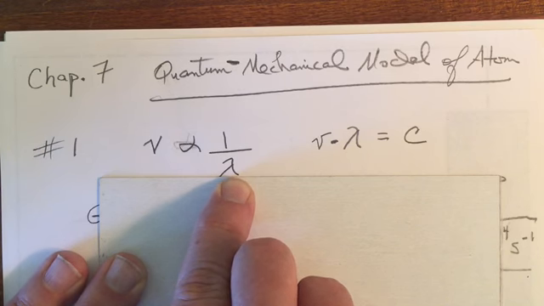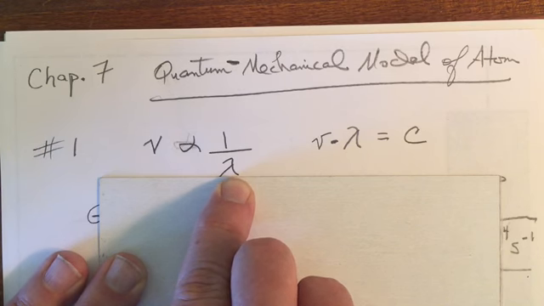That's wavelength. So frequency is inversely proportional to wavelength. It turns out that the frequency times the wavelength equals c, which is the speed of light, which we'll use a value of 3.0 times 10 to the 8 meters per second.